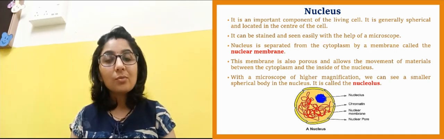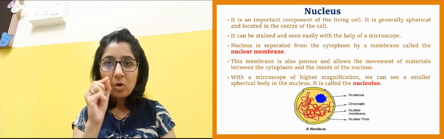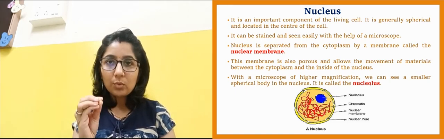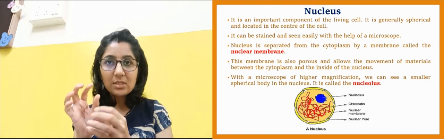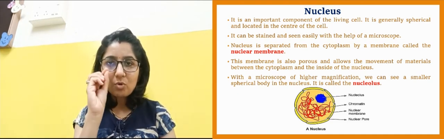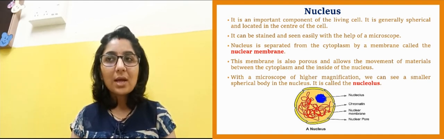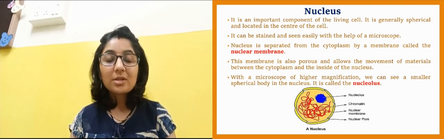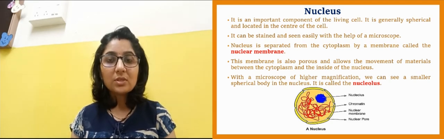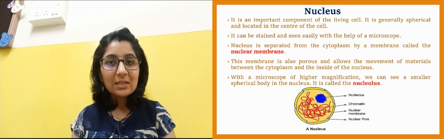So yes, with a microscope which has higher magnification, we can observe something inside the nucleus again. So what do we observe? We can observe a smaller spherical body inside the nucleus. This diagram is of a nucleus, and you can see the nuclear membrane, and there is again a smaller spherical body inside the nucleus, that is called the nucleolus. What is it called? The nucleolus. The rounded body inside the nucleus is called the nucleolus.